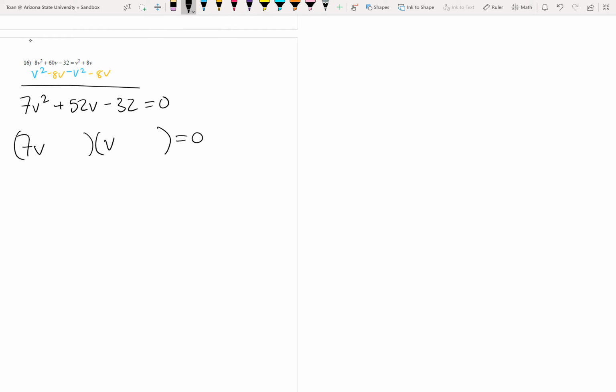7v and v. The last number is 32, so that's 1 and 32, 2 and 16, 4 and 8, 5 doesn't, 6 doesn't, 7. Okay, so that's it. The last symbol's a minus, so I'm going to think of subtract and times 7 for one of them. So let's just guess and check.